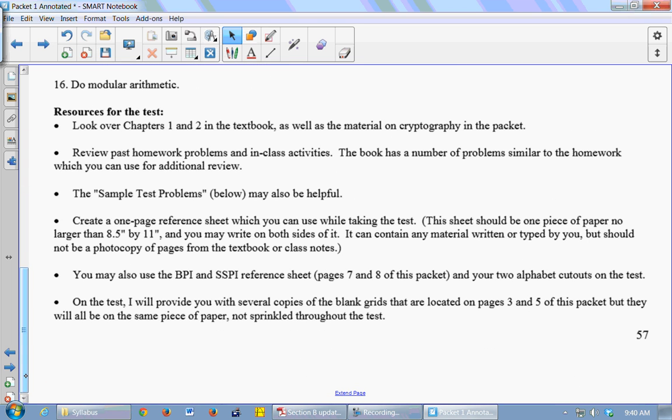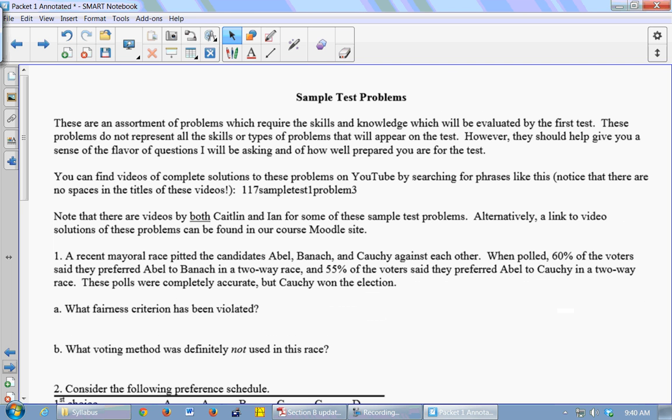And then there's a list of resources. Look at chapter 1 and 2 in your text, as well as the material on cryptography that's in the packet, because cryptography wasn't in your textbook. Review the homework problems and the activities. The book has lots of additional problems. And then there are sample test problems on the next page that you can do for practice.